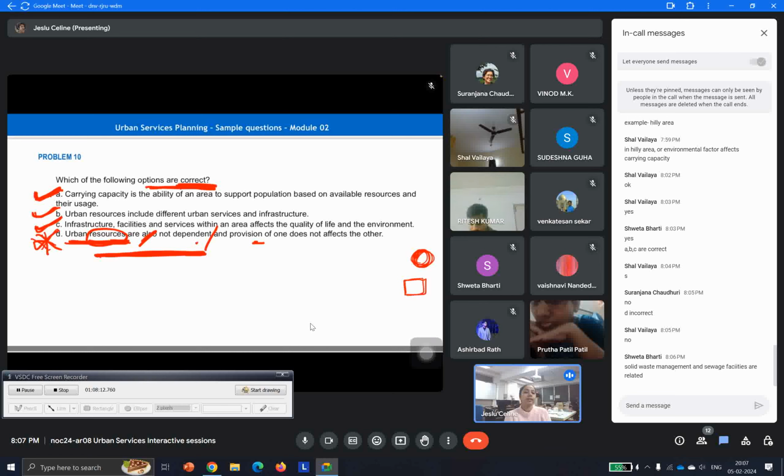Yes, as Shweta rightly said, solid waste management and sewage facilities are interdependent. Solid waste management is one example which we will be seeing throughout this course. It's a very good example to talk about different urban resources.